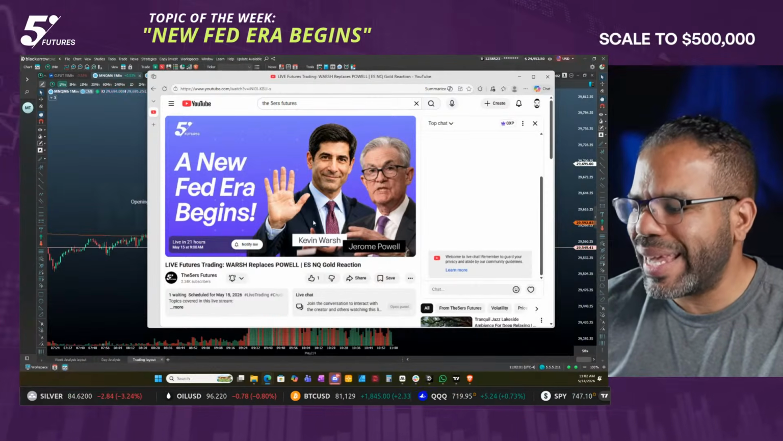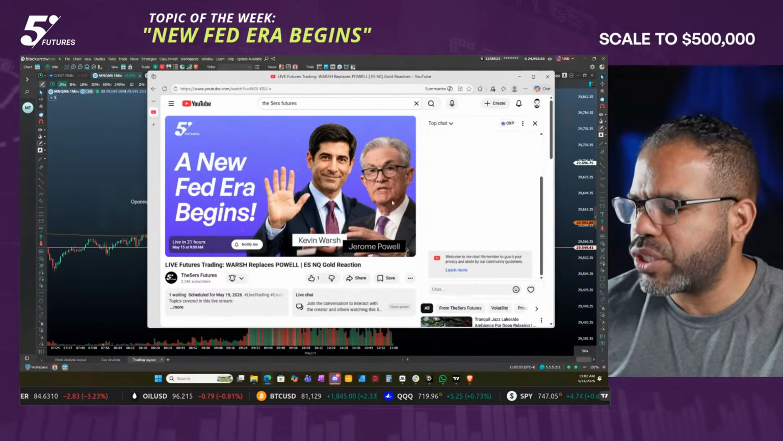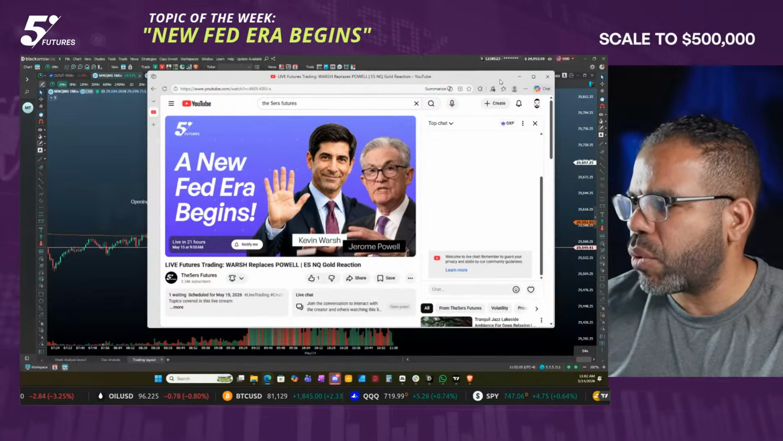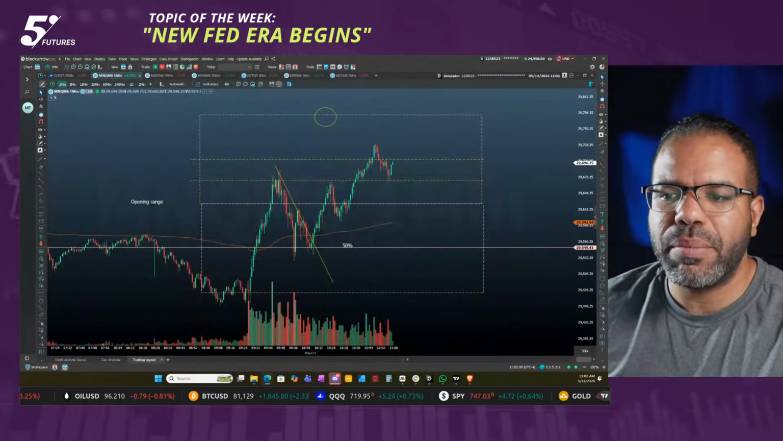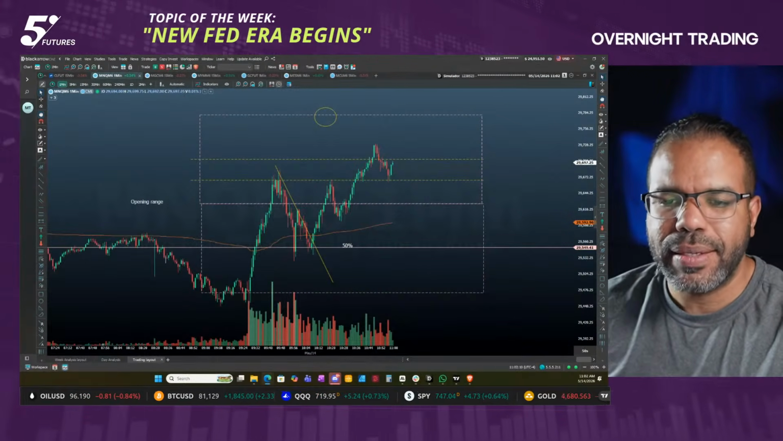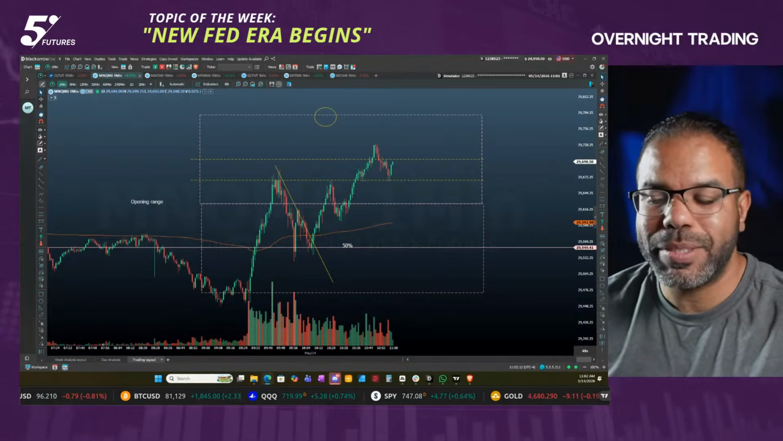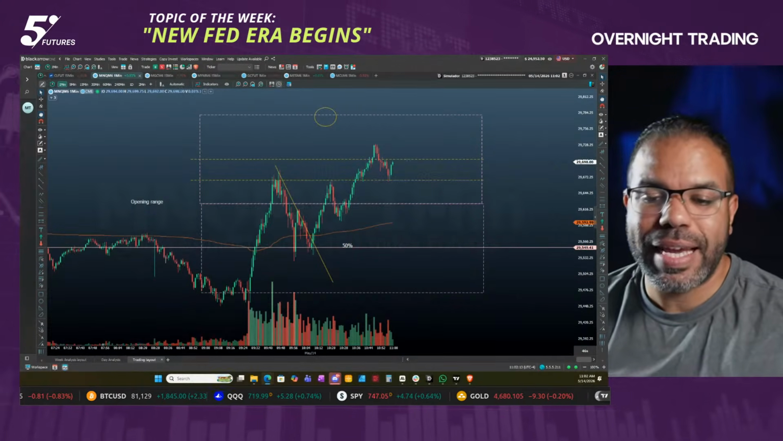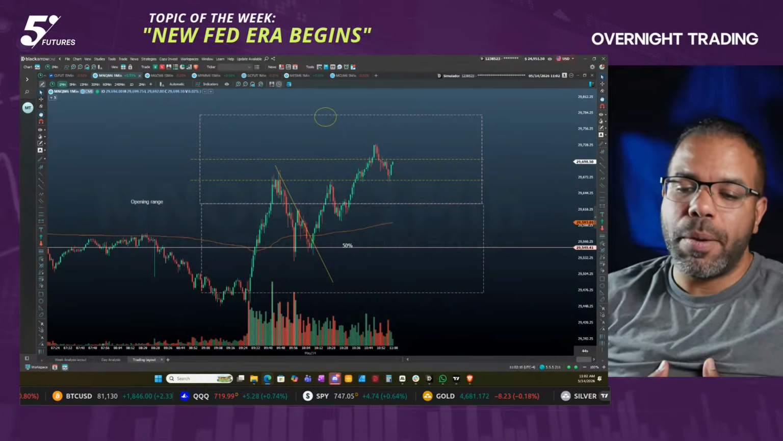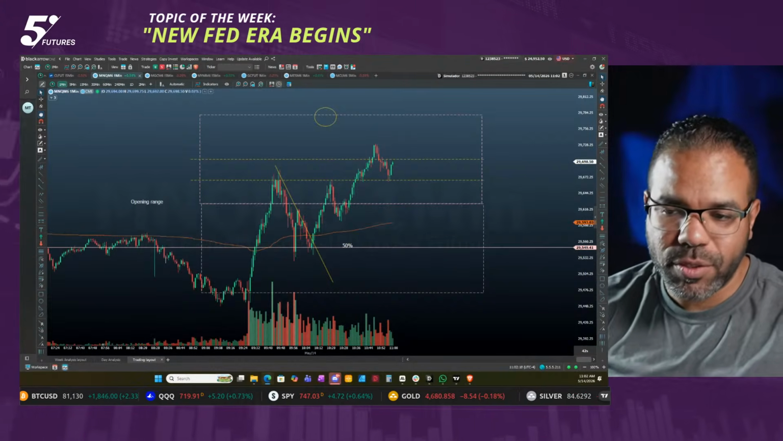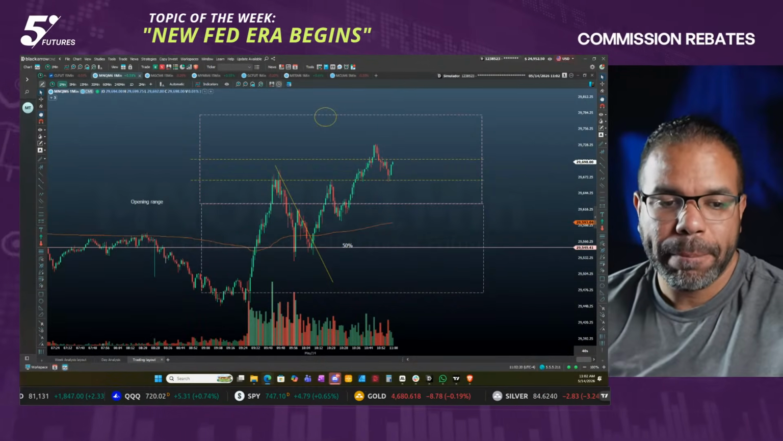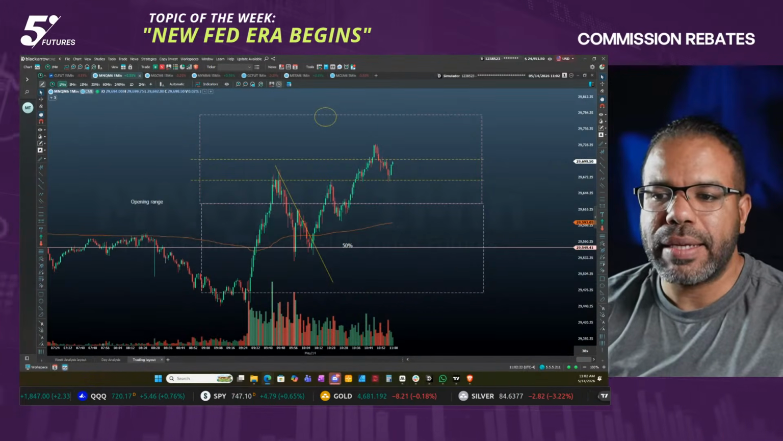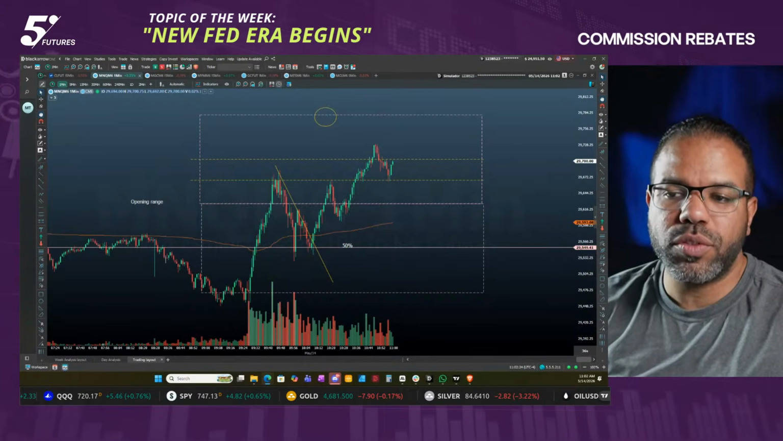This is the event I'm talking about tomorrow. New Fed era begins. We're going to be talking about Kevin Warsh taking over from Jerome Powell, how that's going to affect the market, what you could be looking for when it comes to setups. Last time there was a Fed chair change, we saw a major sell-off in the equities. So we want to see, is that going to happen again? And yeah, I hope to see all of you or most of you tomorrow.